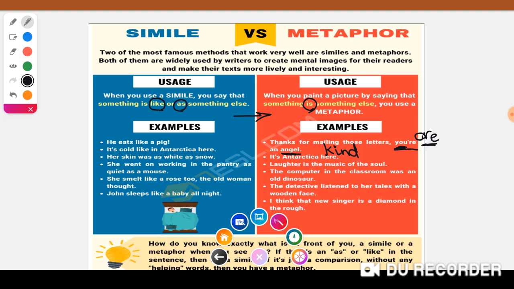Same example, it's cold like Antarctica here, and it's Antarctica here. It refers to the weather, Antarctica to the continent, and I simply used is. And here I did not mention what's common, which is the word cold. I only mentioned the two sides of the two things I'm comparing.